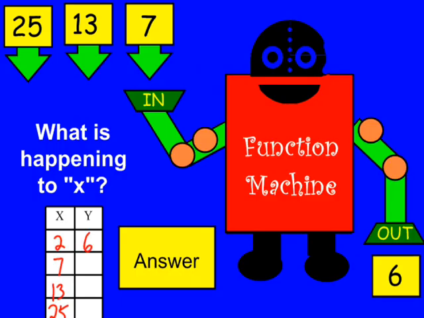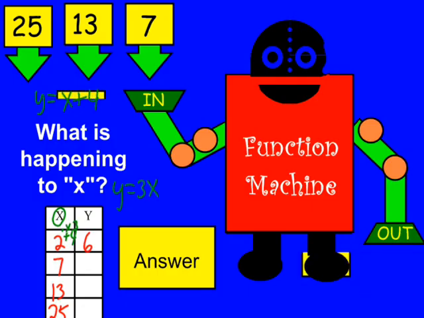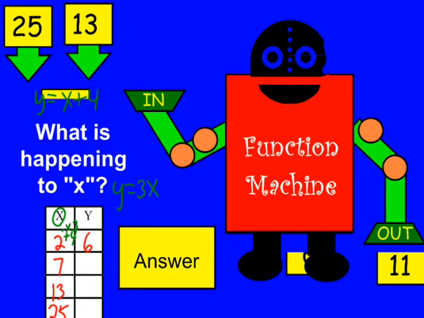Now right away I see 2 possible equations. So what happened to the x? Well, it increased by 4. So perhaps our equation is x plus 4. But it is also being multiplied by 3. So the equation could be y equals 3x. Let's put some more numbers in our machine and see what happens. So I'm going to put 7 in, and out comes the number 11.